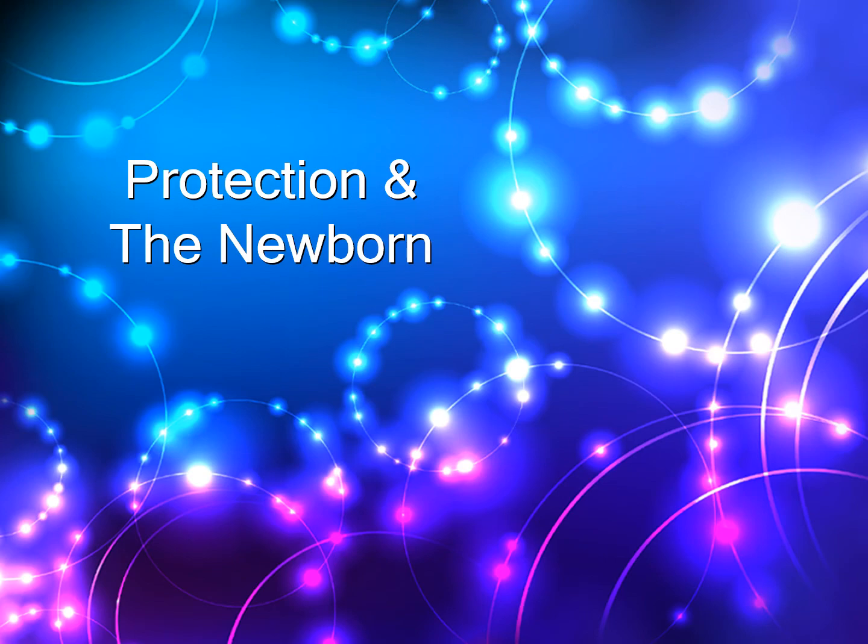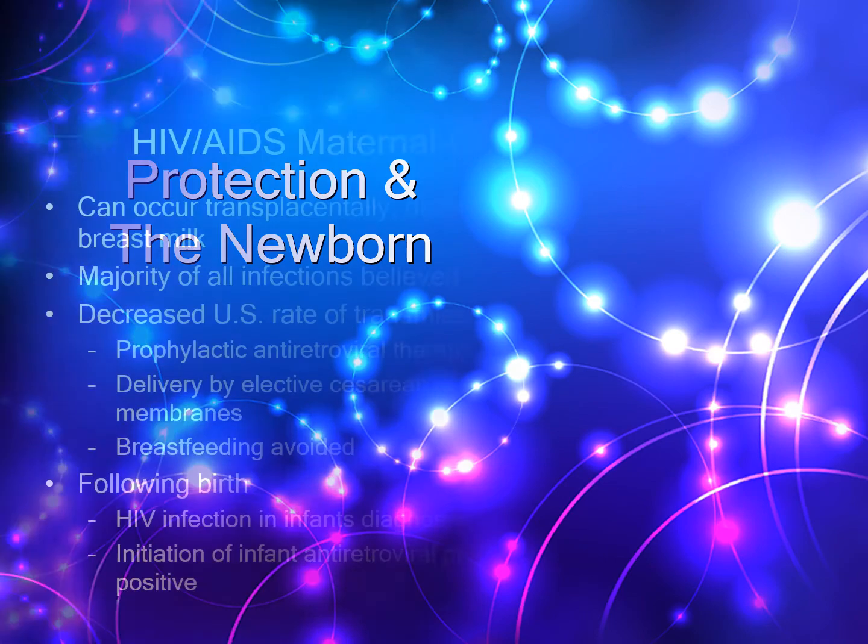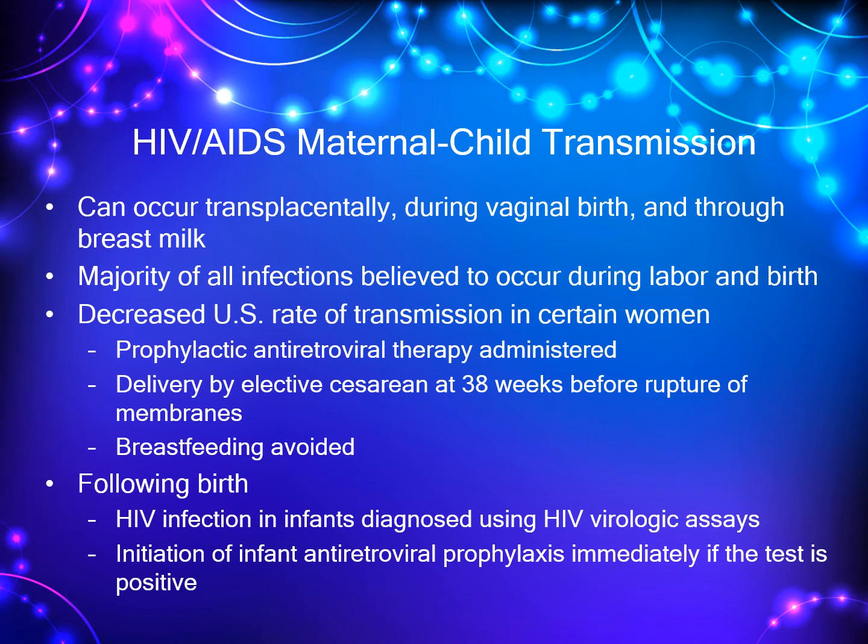Next is protection and the newborn. Okay, so looking at HIV/AIDS, we first have to start with how maternal-child transmission occurs. It can occur through the placenta during pregnancy. More than likely and most often it occurs during that vaginal birth, and it can also pass through the breast milk. The majority of all infections are believed to occur during labor and birth.